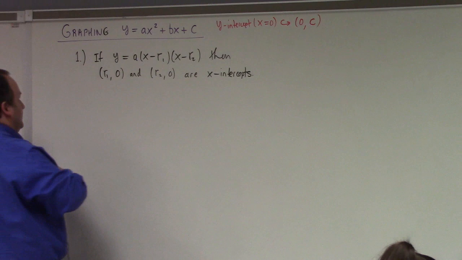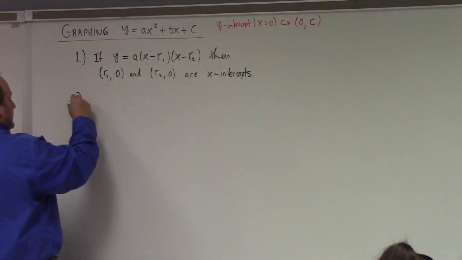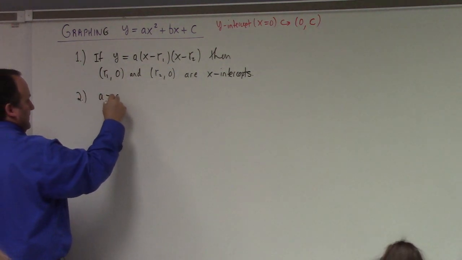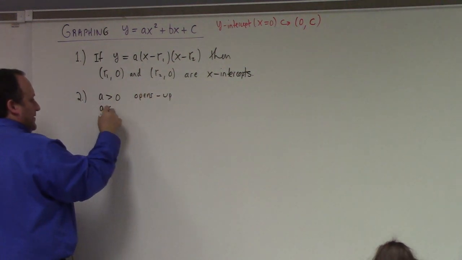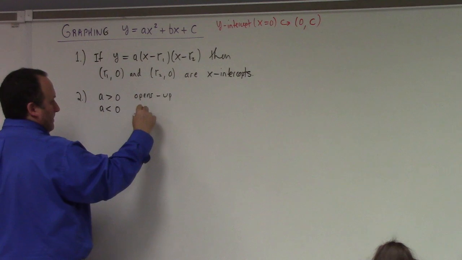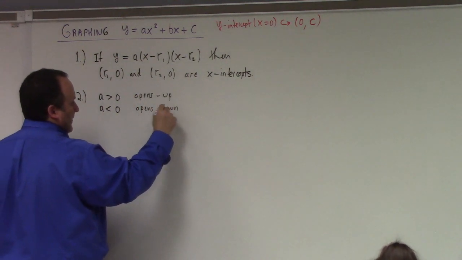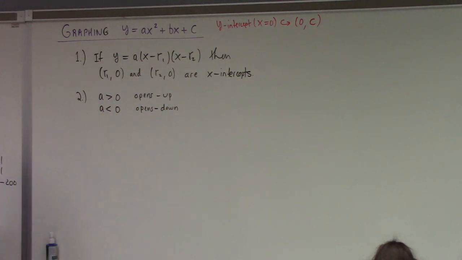Number 2, and this is easier still, just something to keep in mind. A greater than 0 opens up. A less than 0 opens down. All right. That's point number 2.